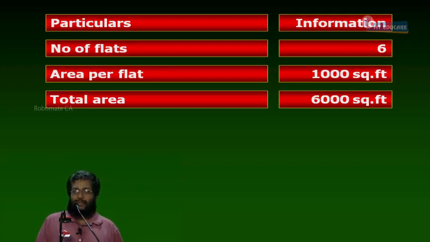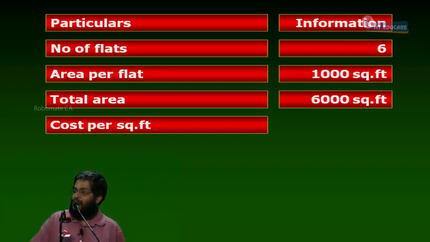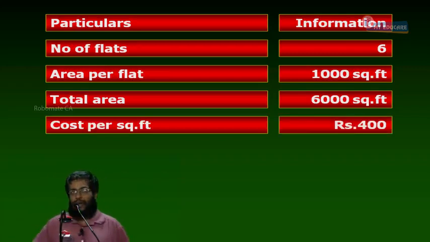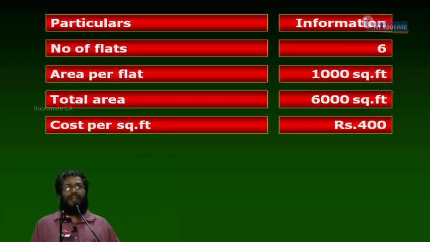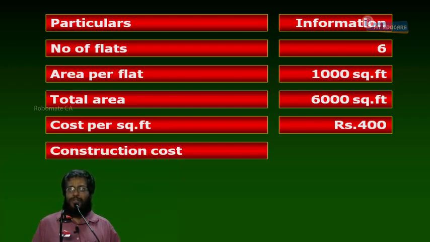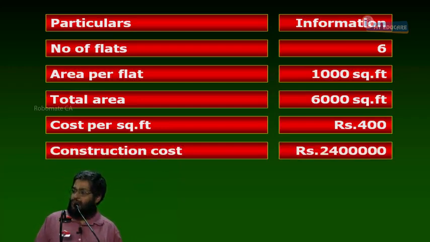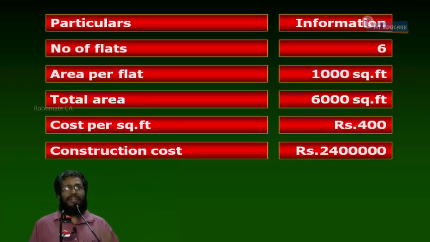To construct every square foot, how much is the construction cost? 400. Cost per square foot, 400. So the total construction cost for 6000 square feet is 6000 into 400, which gives you 24 lakhs. The total construction cost is 24 lakhs.